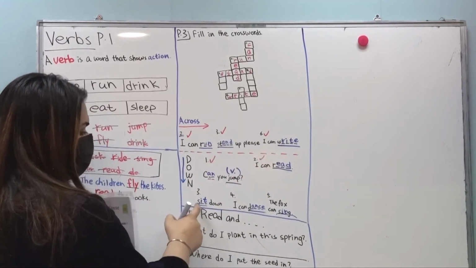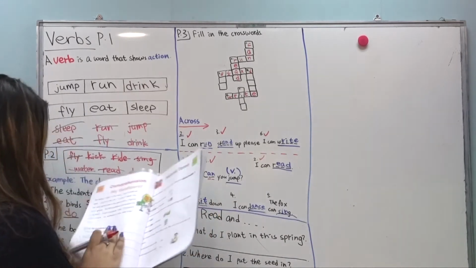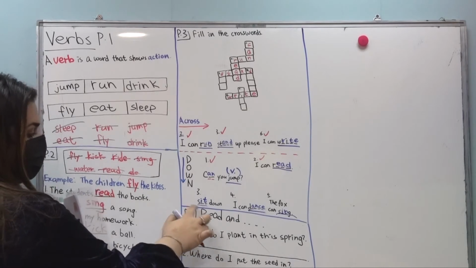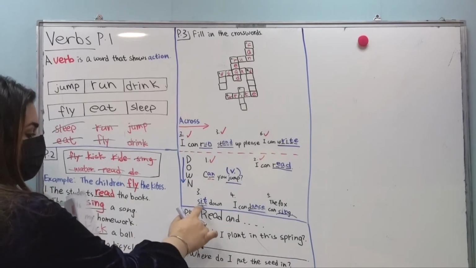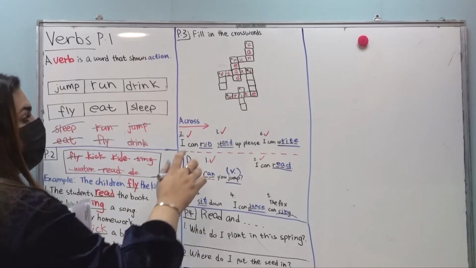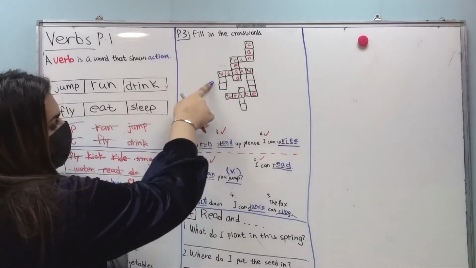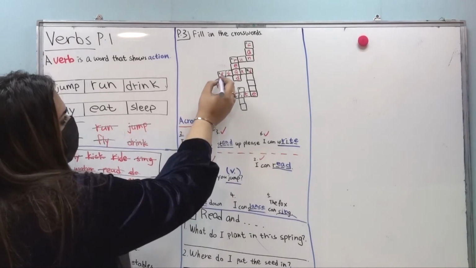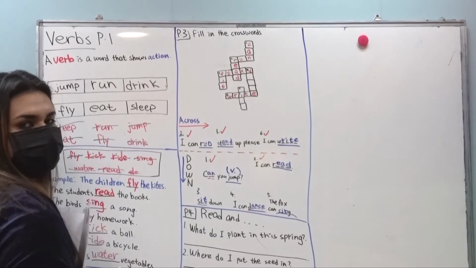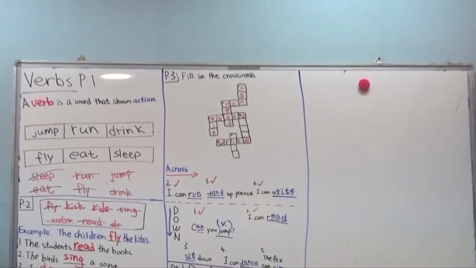Number 3, sit down, right? You fill in the blanks, sit. The word you fill in is sit, the action verb. This is an action verb. So down, number 3 is here, sit. S-I-T. Sit. All right?